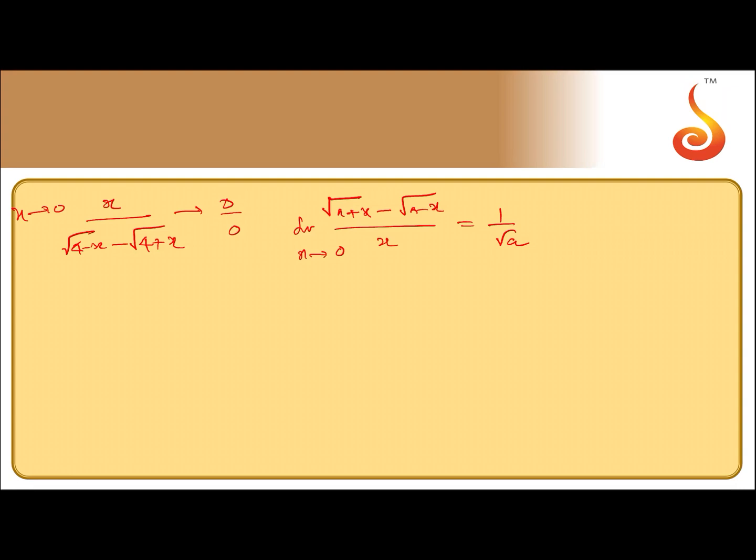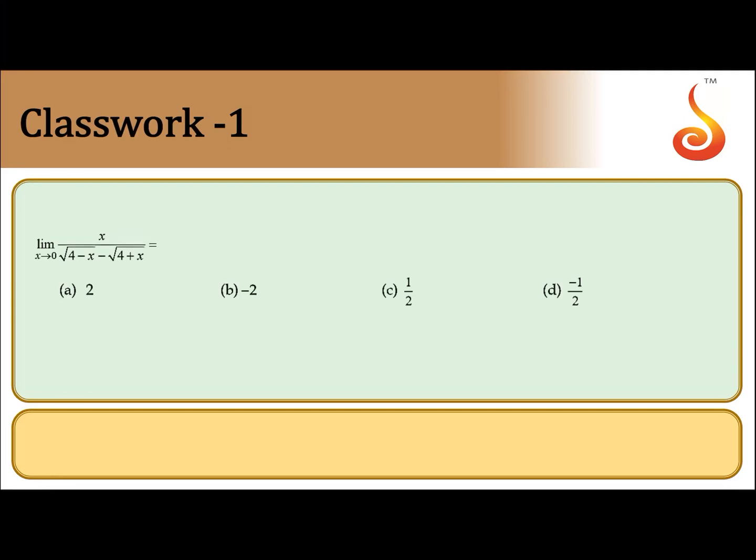Now this is in the reverse order, taking minus common, this is the same as that one. I can also write this as 1 divided by the limit of square root of 4 plus x minus square root of 4 minus x divided by x, and that equals 1 divided by minus 1 by root 4, and therefore the answer is minus 2. So the answer for the problem is minus 2, option B.